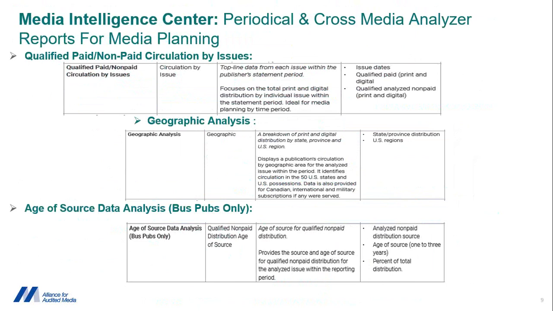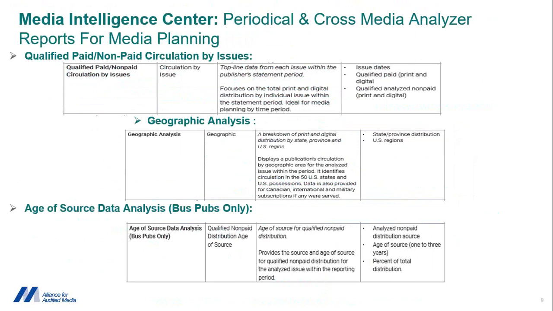The other popular report we have is a geographic analysis. All our periodical titles, whether you're a magazine, a B2B title, a farm title, all file geographic analysis with AAM. A publication takes one issue during their statement period and breaks down that distribution by state, or by province if it's a Canadian publication. What's great about this report is that you can see exactly where the distribution is occurring, so it really helps fine-tune your target marketing plan.